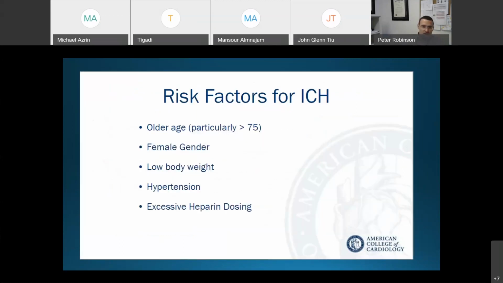What are our risk factors for intracranial hemorrhage with lytic therapy? They're what you would expect: older, female, low body weight, history of hypertension, and if you give excessive heparin dosing. Again, for the boards, you need to know this. You're not giving lytics a lot around here, but it's important to know.